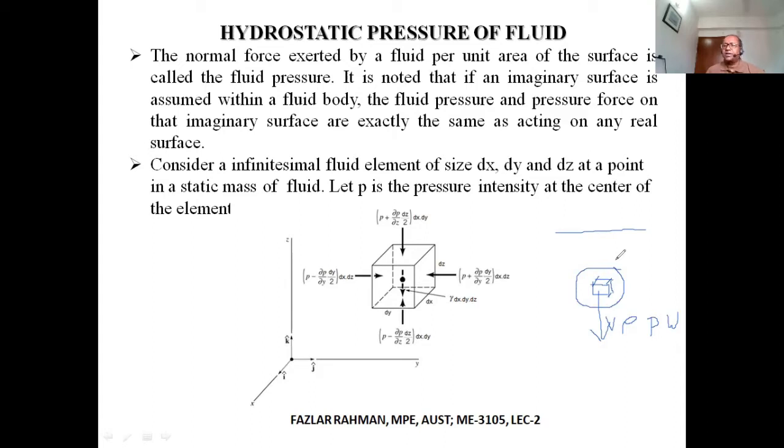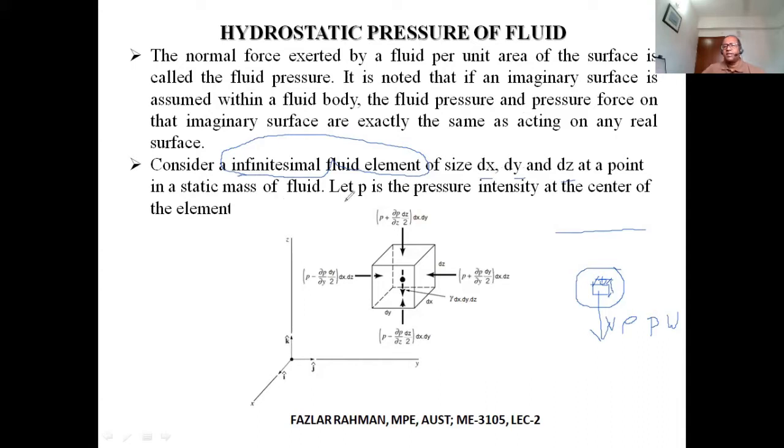But why does it remain static? Still it has a weight. So it is not moving upward, it is not moving to our right or to our left. So we need to figure out what type of force is working on that fluid element, and how much will be the pressure right at the top surface of the fluid element. Okay, so we will think of an infinitely small fluid element, that means a very small fluid element, with dimensions of each side dx, dy, dz, at a point in a static mass of fluid.